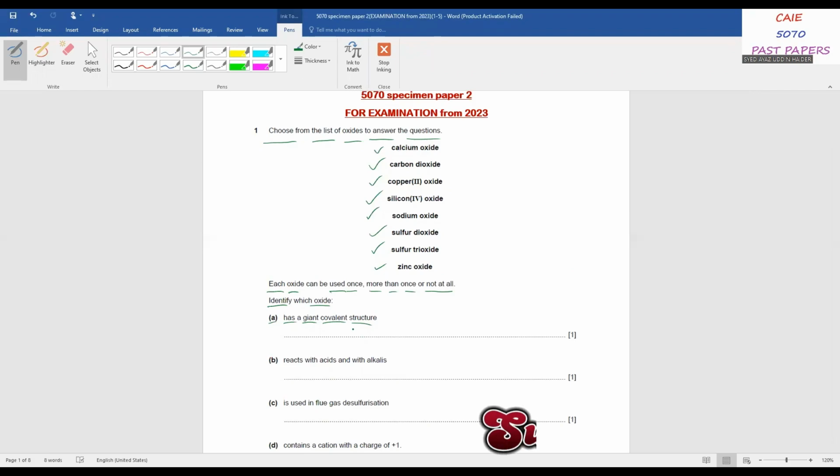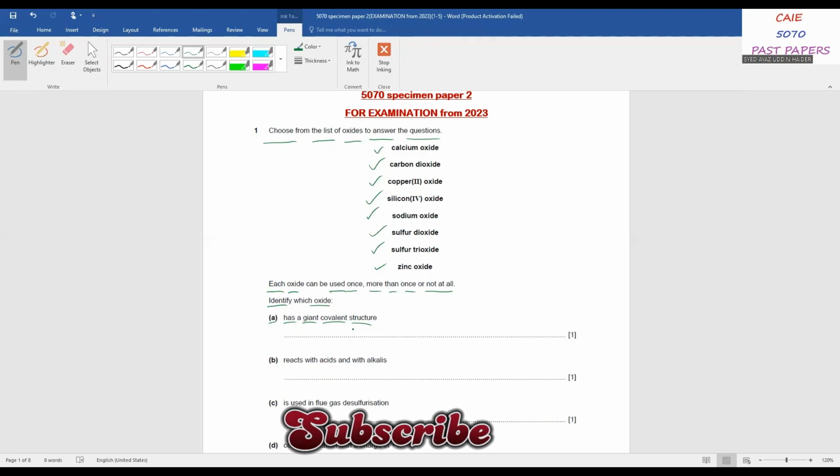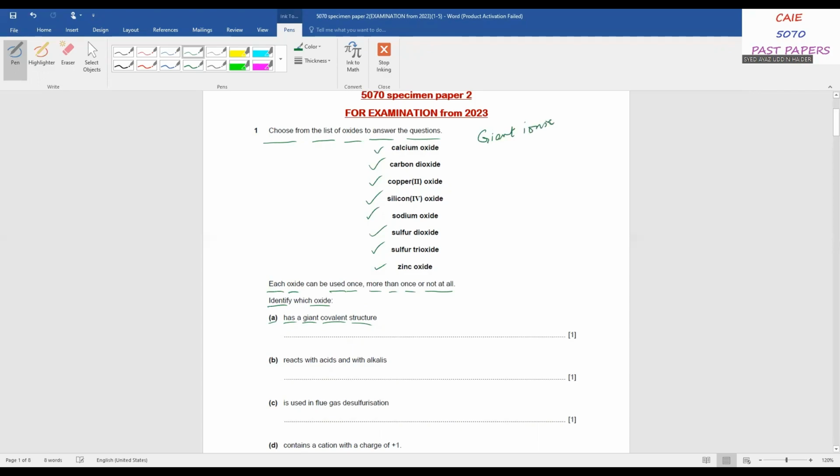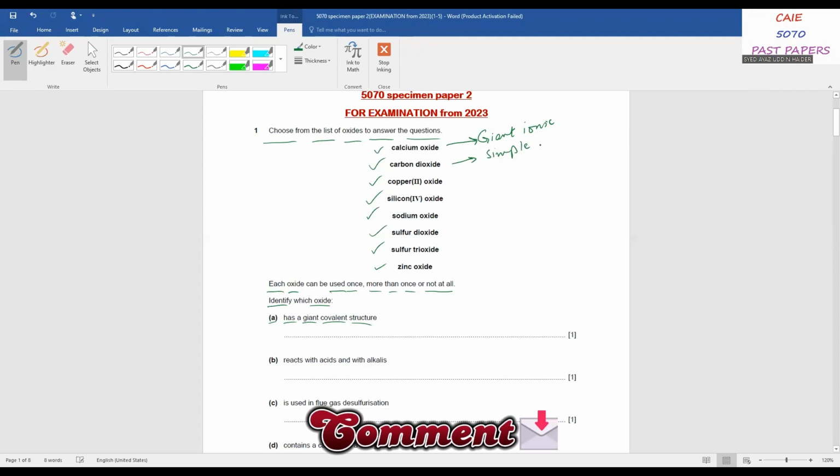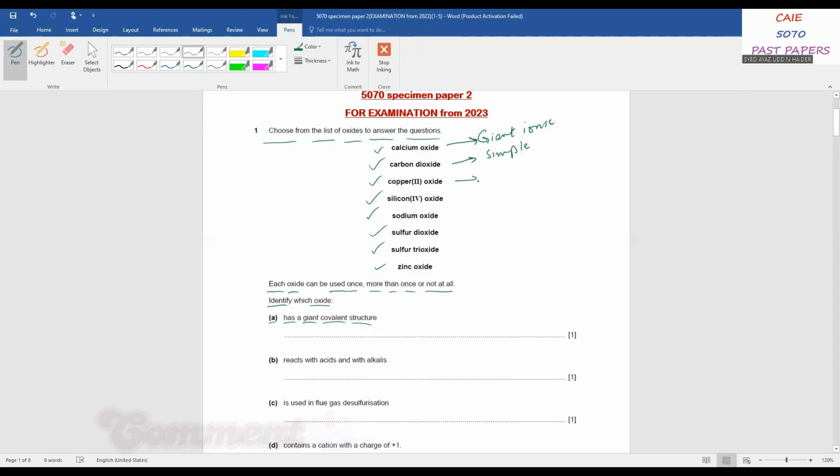Calcium oxide is an ionic compound. So ionic compounds have giant ionic structure or giant ionic lattice. So I will write here giant ionic. Calcium oxide is giant ionic. Carbon dioxide, simple structure. So you write simple. Copper 2 oxide, it's an ionic compound. Again, giant ionic. Silicon 4 oxide, it must have giant covalent structure. So I will write giant covalent structure here.